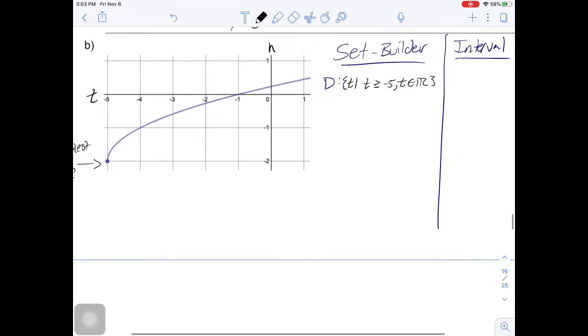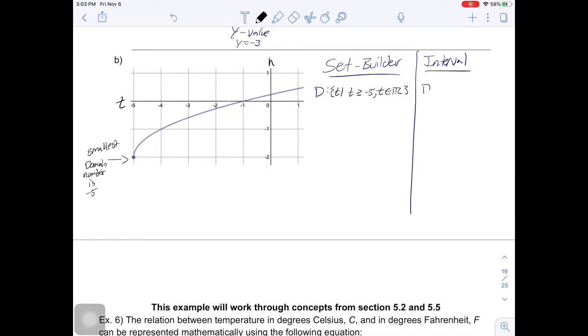Okay, let's state this using interval notation. So my domain, my smallest number listed first, and my smallest number is negative 5. And it is included. So square bracket, negative 5, all the way to positive infinity, and you're going to do a round bracket because you're not going to include it. So it's going to just continue on and on and on to the right forever and ever and ever.